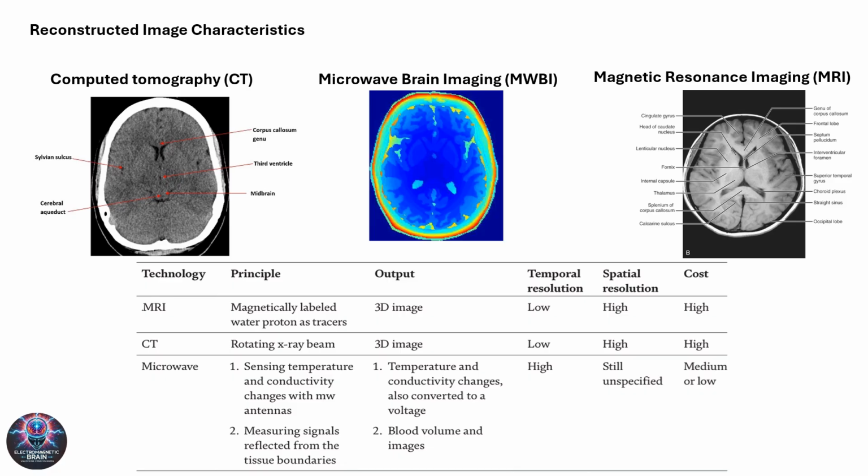MRI, as seen on the right, provides excellent contrast for soft tissues, highlighting regions like the internal sulcus, making it indispensable for neurology and advanced structural imaging. MWBI, shown in the center, is advancing in spatial resolution and shows promise for functional imaging through temperature and conductivity changes. Safety is another critical factor. Unlike CT, which uses X-rays, both MRI and MWBI avoid radiation exposure, as they rely on electromagnetic fields. This makes MRI and MWBI safer for repeated use, especially for vulnerable populations such as children or pregnant patients.